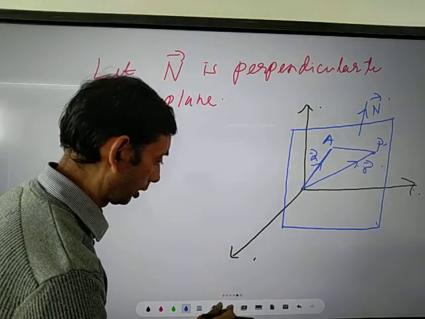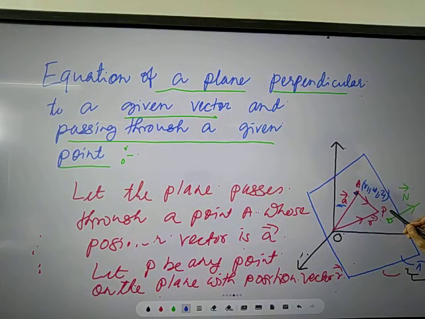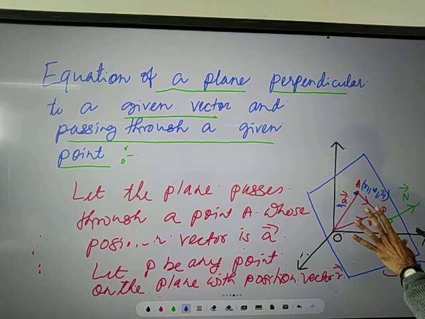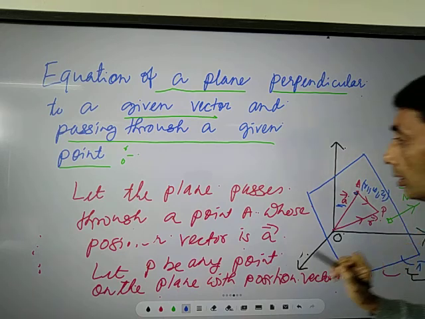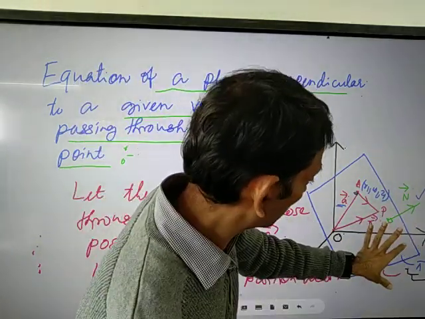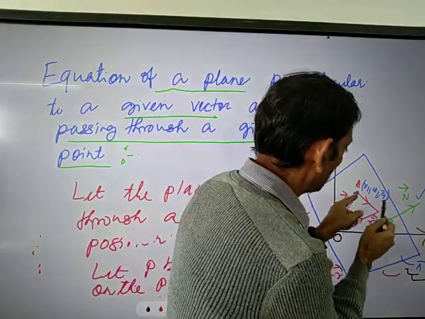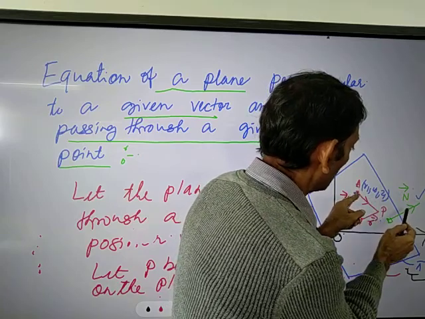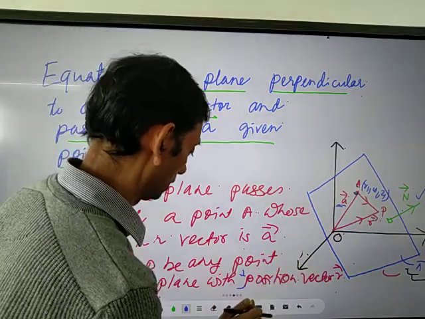Now look at this figure. This point P will be lying on this plane if and only if this vector AP is perpendicular to n. Now we can use this condition. I'll just repeat that concept: this point P will be lying on this particular plane if and only if the AP vector dot n is zero, that means AP is perpendicular to the vector n. So we can use this concept.